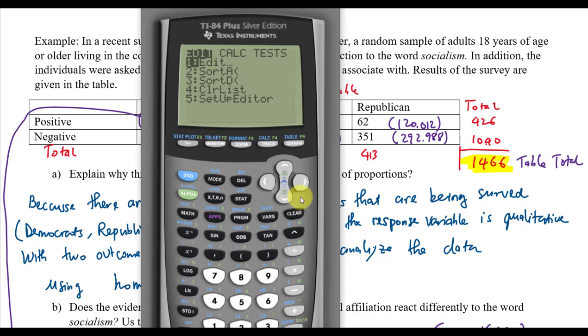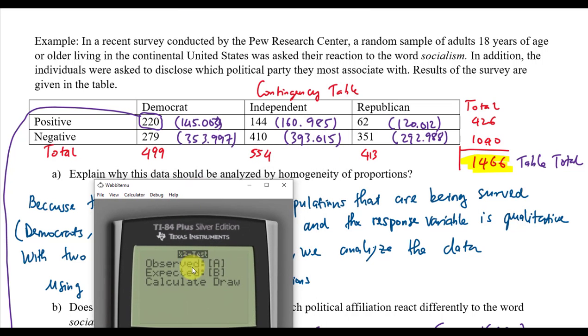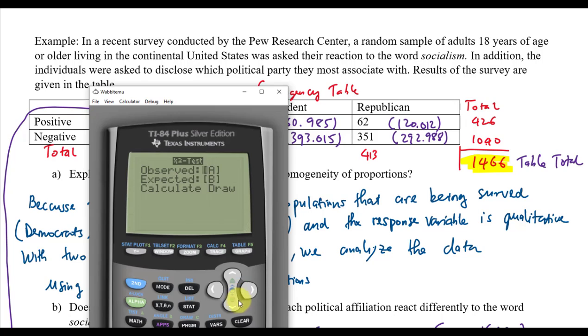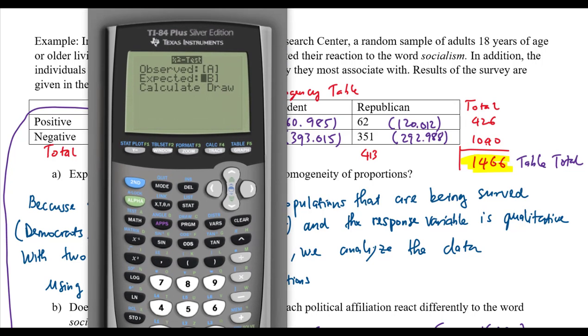Now we press stat, and then we go to the test, and then we pick the chi-square test. So chi-square test right here. The observed matrix is the matrix A we just input. And with the cursor, we move to the expected matrix and make sure that you put the matrix B in, and it will automatically calculate that for you. And then all you do now is go to calculate and hit enter, and you got everything here.